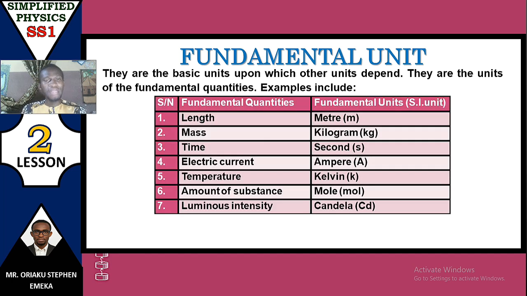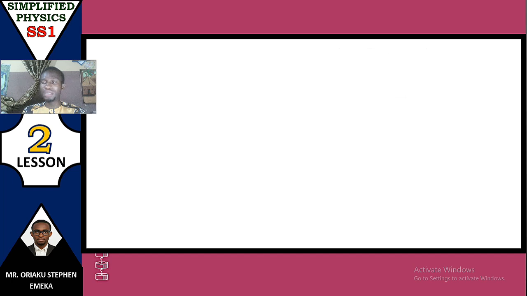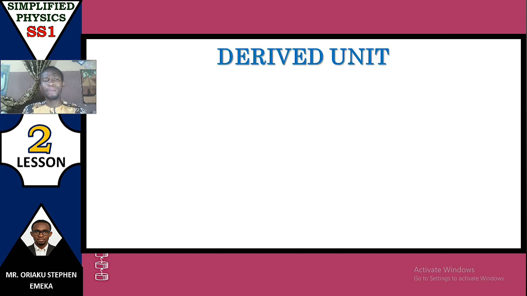For length, the fundamental unit is the meter. For mass, the kilogram. For time, it is the second. Electric current is the ampere. Temperature is the kelvin. Amount of substance is the mole, while luminous intensity is the candela. Those are their symbols beside them. One thing you should also note is that fundamental units are also called SI units.